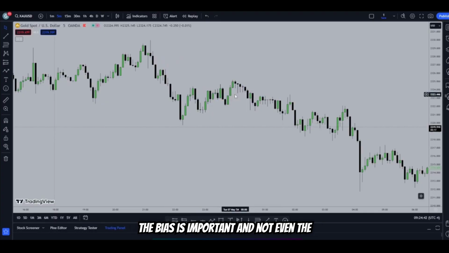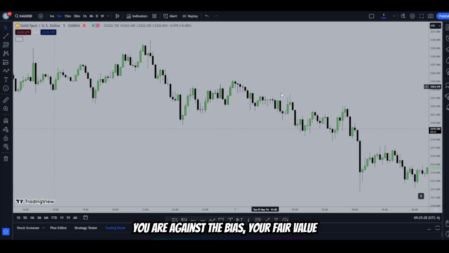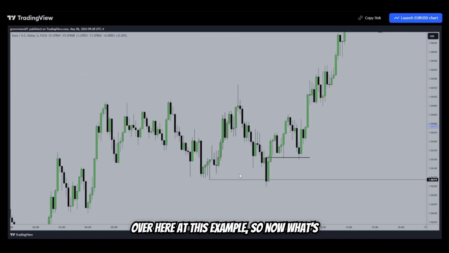So that's why you should know the bias is important. If you cannot predict the whole daily bias or 4H bias, just predict the short-term trend. Whenever you're against the bias, your fair value gap will not work, and your order block will also not work. So if you look at this example, what's the order block?